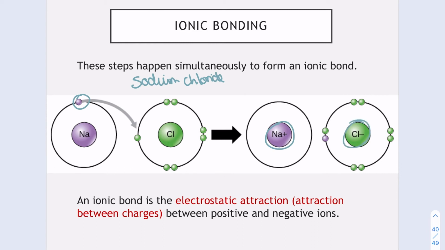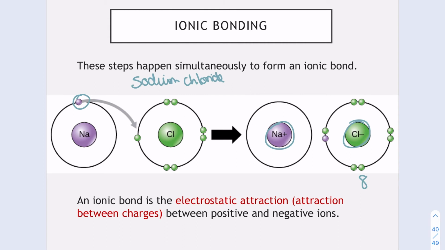Atoms form ions because they want to have what's called a full outer shell. So with sodium, it's going to lose an electron to get rid of it, whereas chlorine's wanting to gain an electron. So that means chlorine's left with 8 outer electrons and it's relatively happy.